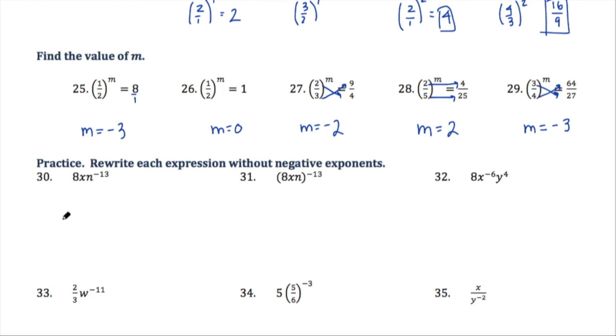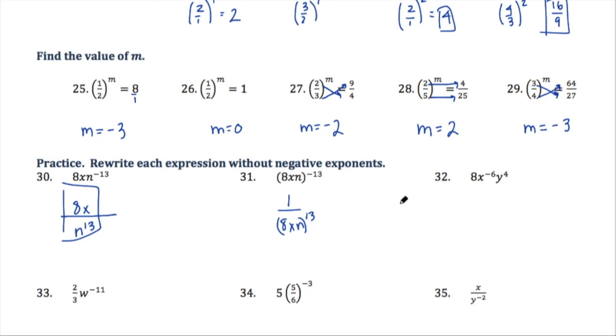Again, what I like to do is start by drawing my fraction line if I can see something's going to be in the denominator. So I go through a piece at a time. The 8 doesn't have a negative exponent, so it stays on top. The x doesn't have a negative exponent, so it stays on top. The negative 13 moves to the bottom, now it's 13. And that's our answer. Great. Now here, everything is raised to a negative power, so we just have 1 over 8x, all in parentheses still, to the 13th power.